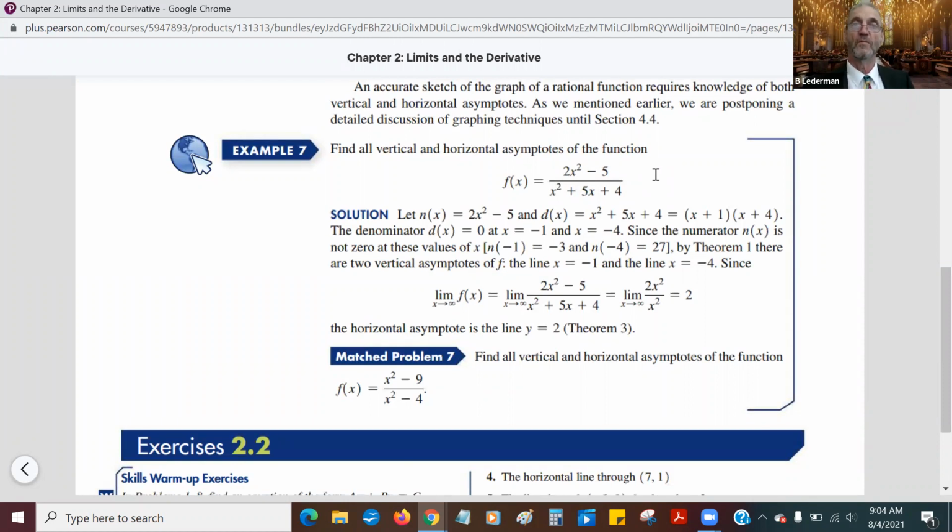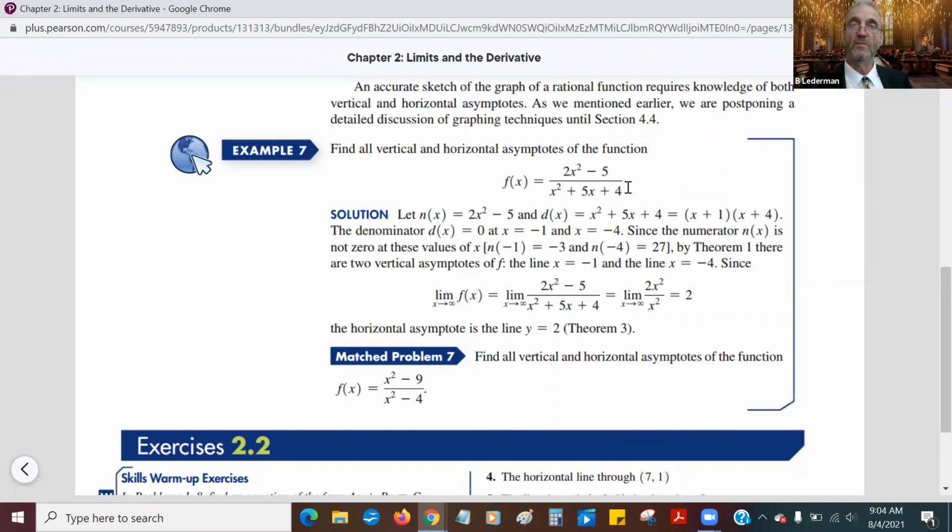So for the horizontal, which one are we doing first here? So if the top is 2x squared minus 5, and the bottom is x squared plus 5x plus 4, which factors into x plus 1 times x plus 4. Now the top does not factor at all. So since the numerator is not 0 at x equals -1 or x equals -4, right? N of -1 and N of -4 is not 0. So by theorem 1, there are two vertical asymptotes, and that's going to be the line x equals -1 and x equals -4. Those are my vertical asymptotes right there.